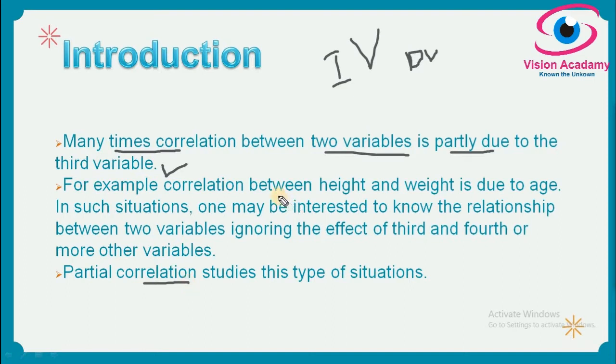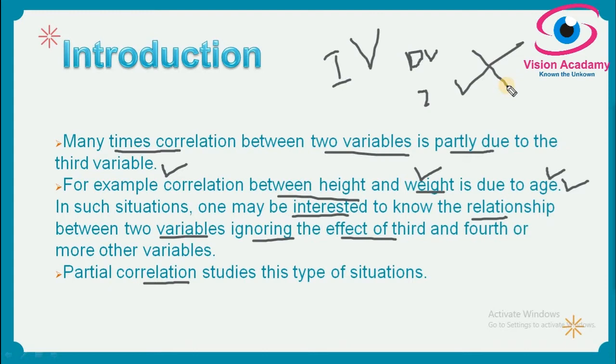For example, the correlation between height and weight is due to age only. The higher the age, the higher the height, and the higher the age, the higher the weight. So here the common cause is age, and in such an instance we apply partial correlation. By applying partial correlation, one may be interested to know the relationship between two variables while ignoring the effect of a third, fourth or more other variables. Which means in partial correlation we study the relationship between two variables by keeping out or eliminating other variables from the study. So this is what partial correlation is.